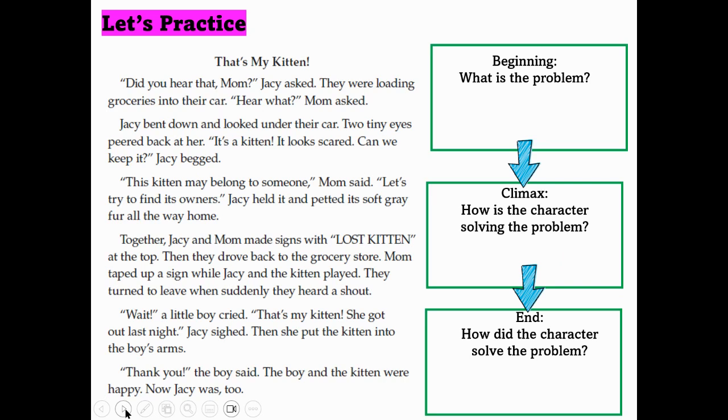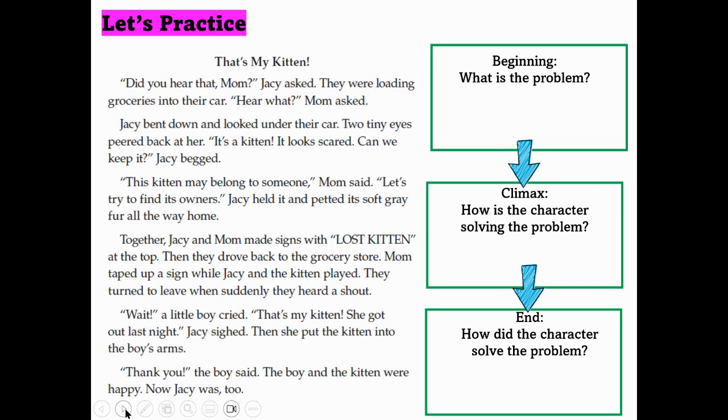Can we keep it? JC begged. This kitten may belong to someone, Mom said. Let's try to find its owner. JC held it and petted its soft gray fur all the way home. Together, JC and Mom made signs with "Lost Kitten" at the top.